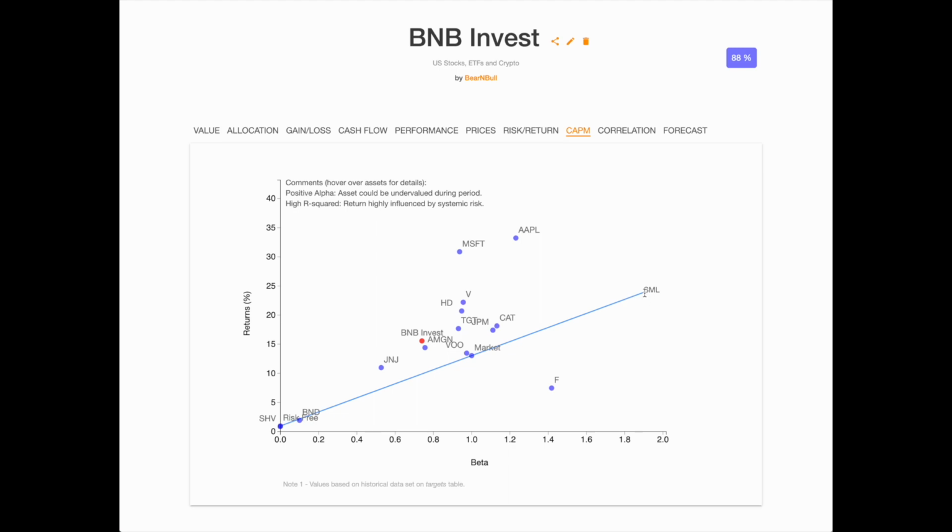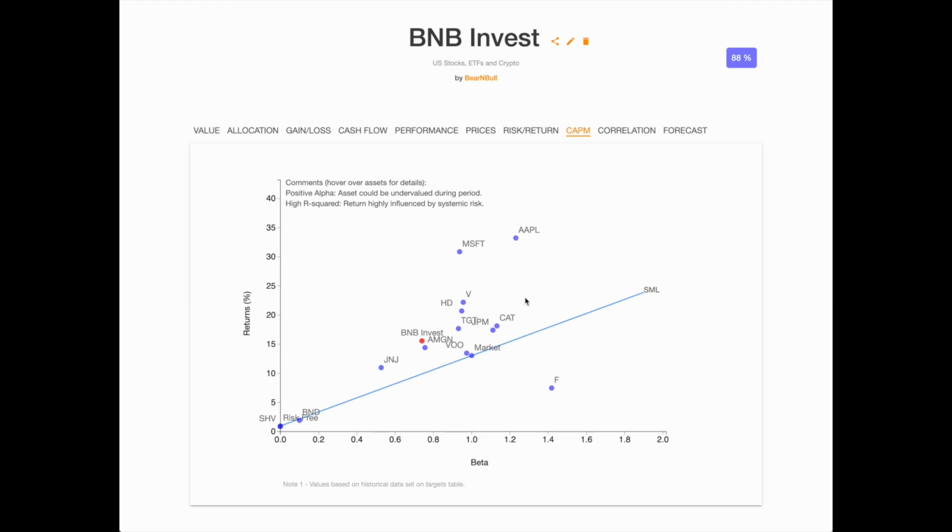We also see the security market line going from the risk-free asset with a standard deviation of 0, going through the market asset, in this case, total US equity market. This line is very important because it gives us a reference for what return to expect for an asset or a portfolio based on its beta, its level of systematic risk.